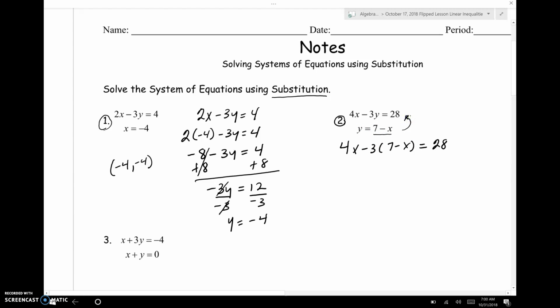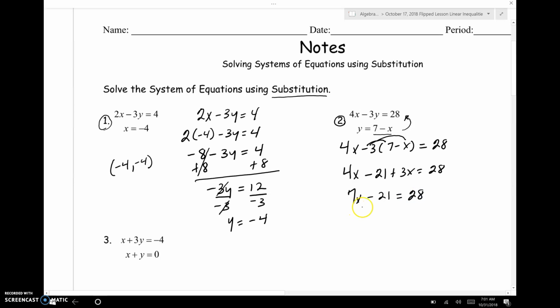Okay? Since we want to simplify the left side, we're going to go ahead and apply the distributive property. So we have 4x and then negative 3 times 7, which is negative 21. And then negative 3 times negative x, which is positive 3x, is equal to 28. We're going to simplify the left side, and we have 4x plus 3x, which gives us 7x minus 21 is equal to 28.